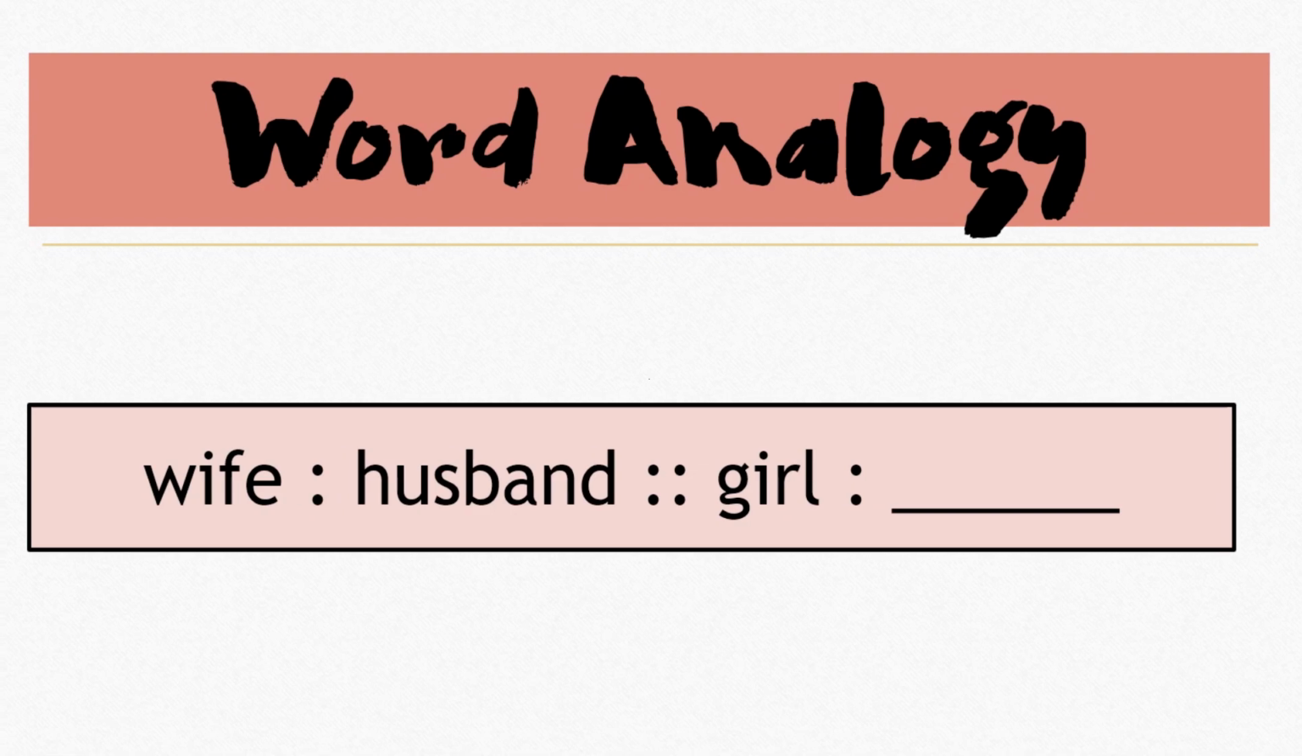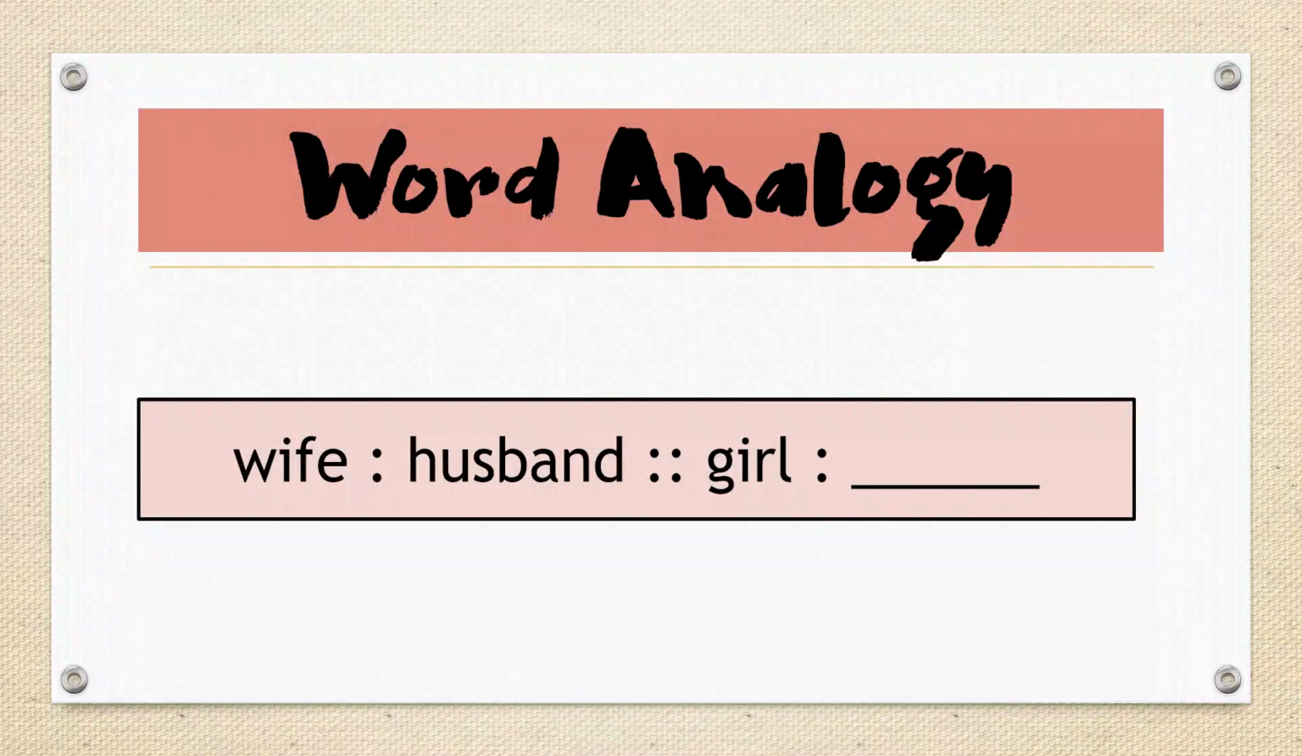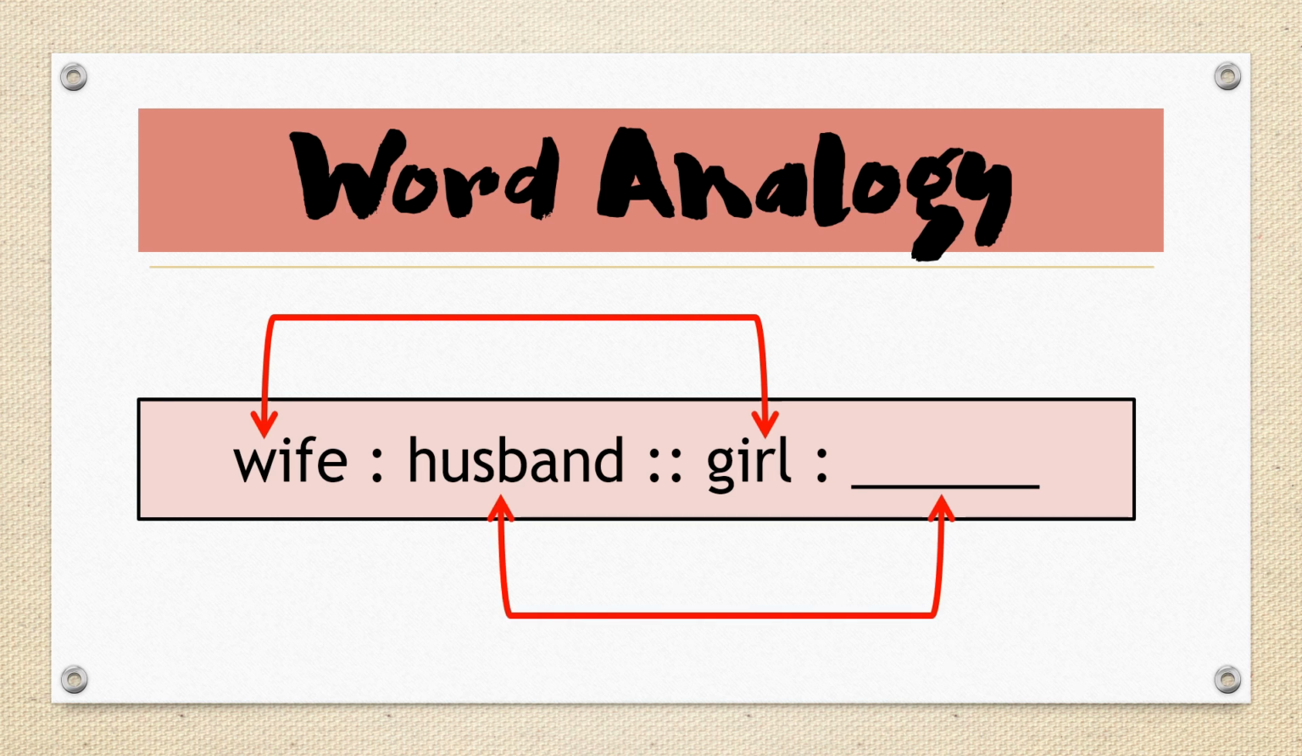For example, if the second word in the second pair is missing, think how the first word in the first pair can be similar to the first word in the second pair. Wife and girl are both female. That's what's common about them. Now, look at the second word in the first pair. We have husband, which is a male counterpart of the wife. To complete this analogy, we have to put the male counterpart of the first word in the second pair, which is the girl. Now, we will put boy to have the opposite gender of the girl.